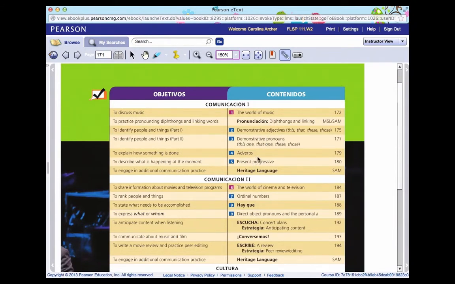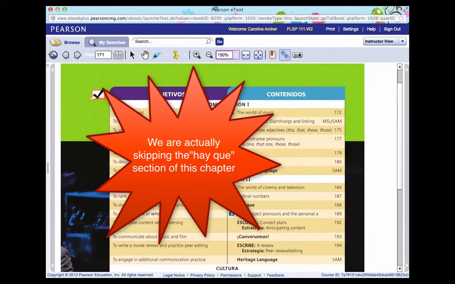We're going to look at adverbs to describe how something is done, and we're going to learn the present progressive tense to describe what is happening at the moment. Okay, we are going to also look at vocabulary for movies and television, and rank people and things with ordinal numbers like first, second, third. And we are going to learn the expression hay que, which states something that needs to be accomplished. Okay, something needs to be done. Okay, so hay que is an expression that we're going to use.